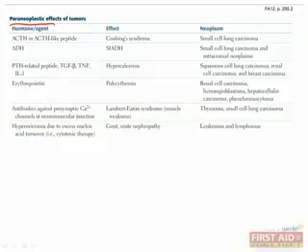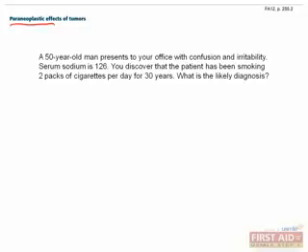Although you can memorize the data in this table, that's really not enough. You really need an understanding of each of these hormones and their actions on the body in order to truly master the material. For example, let's do a practice question. Ready? A 50-year-old man presents to your office with confusion and irritability. Serum sodium is 126. You discover that the patient has been smoking 2 packs of cigarettes per day for 30 years. What is the likely diagnosis?